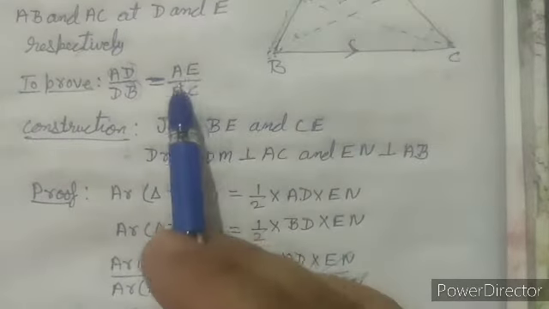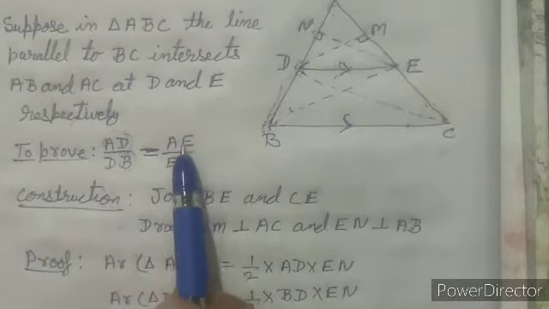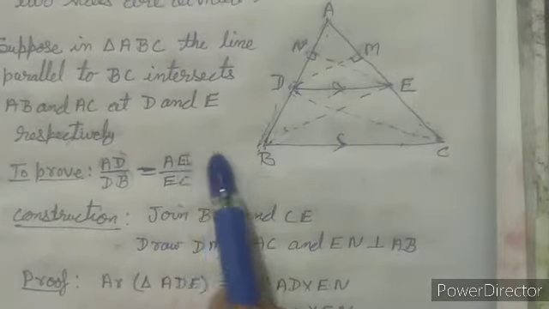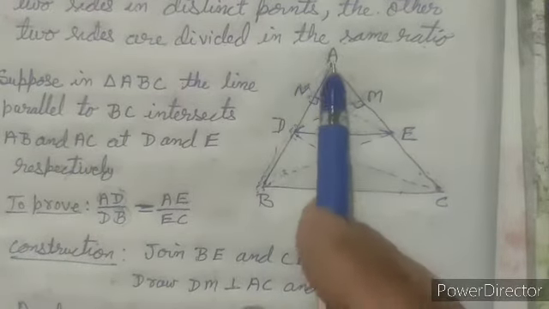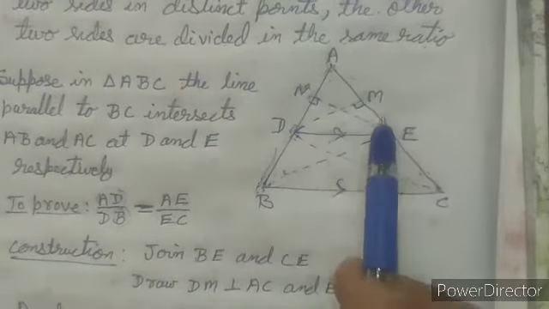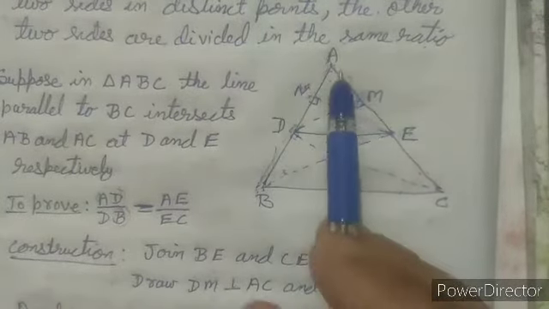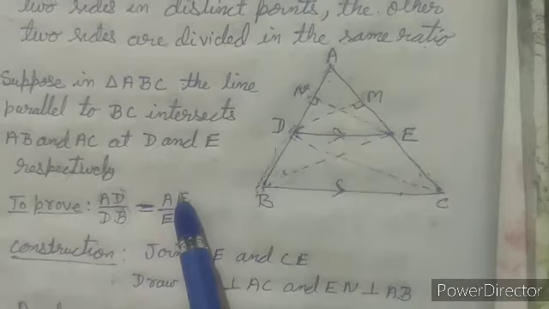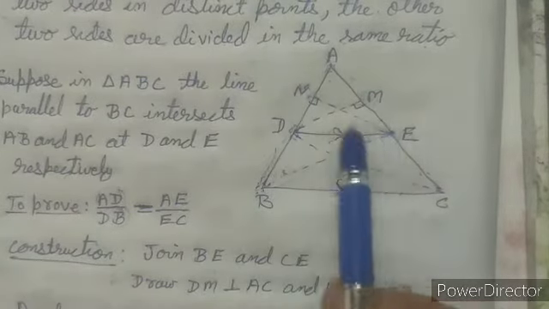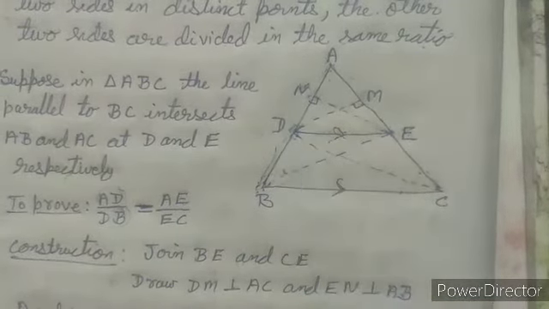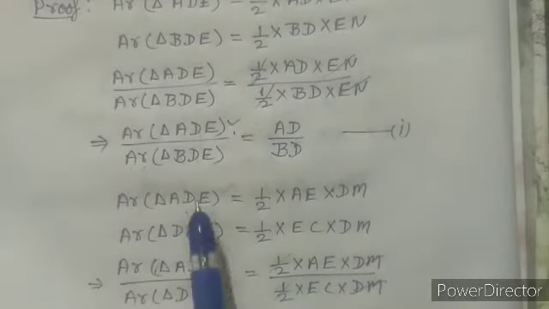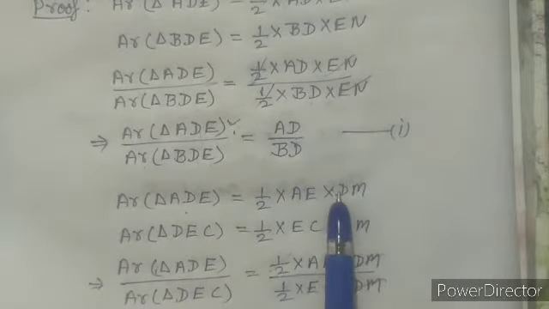Similarly, if we see the right hand side, we need AE. Now AE is again the side of triangle ADE. So area of ADE will be AE. Now we will take AE as base, so AE into perpendicular, that is DM. The area of ADE is half into AE into DM.